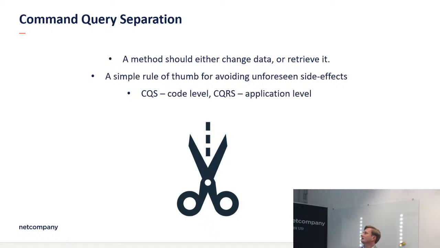Okay. And again, command query separation. Your method should either set something, set a value, or it should return some data. We have CQS and CQRS. CQRS is command query responsibility segregation. They are almost the same, but CQS is more on class code level, and CQRS is on application level. For example, you can have a separate service for queries and a separate service for adding data to the database.